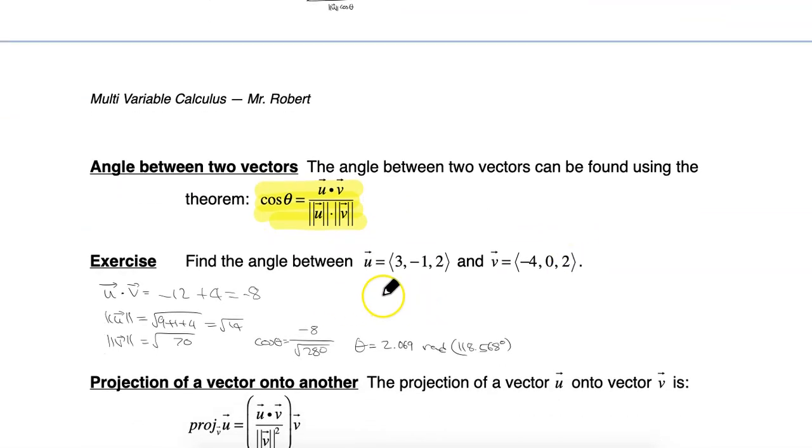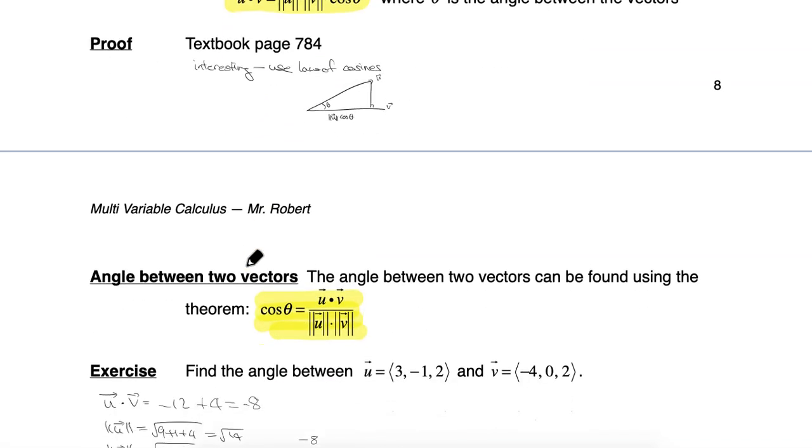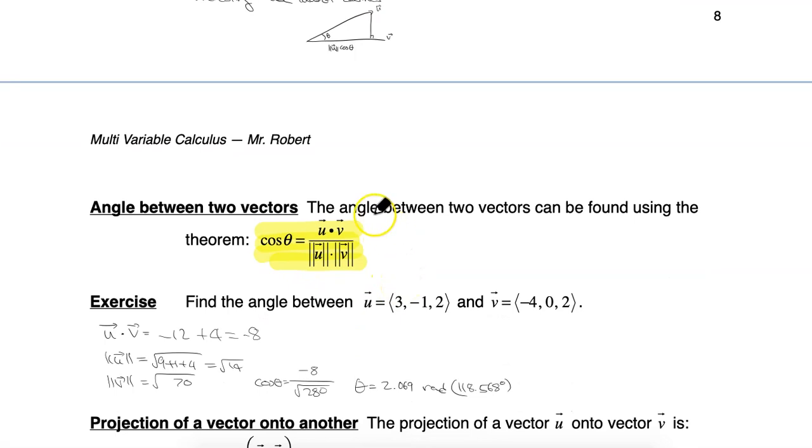For example, what is the angle between u and v? This is not an easy question at all, but we can find the angle just by dividing by the magnitude of u times the magnitude of v from here. Cosine theta equals u dot v over magnitude of u times magnitude of v. So we're going to be able to find u dot v using the definition, and then use the theorem to find cosine theta, and therefore theta.